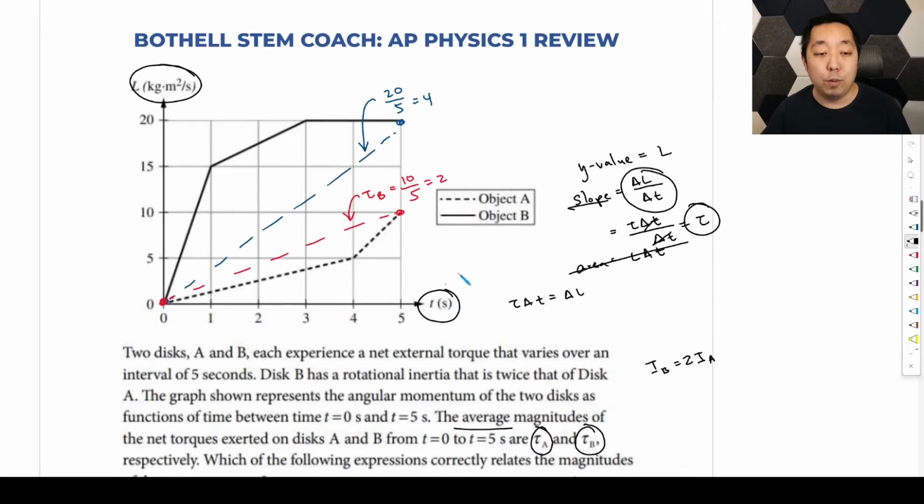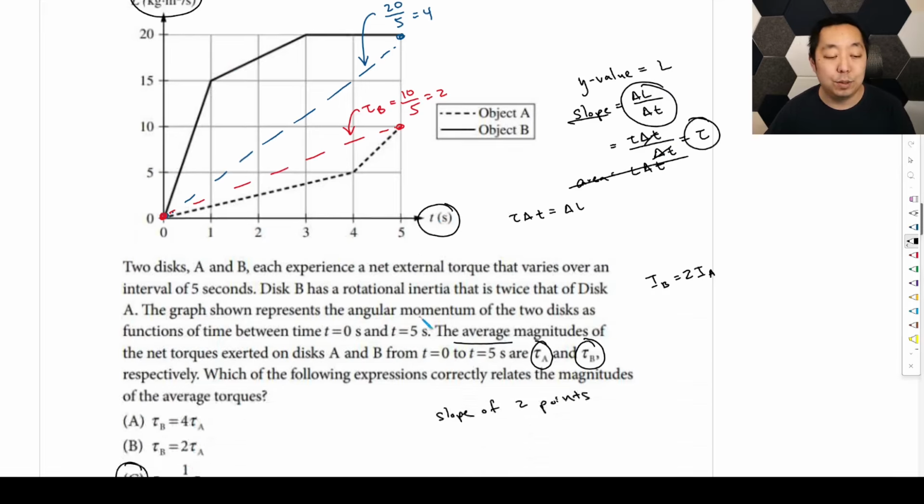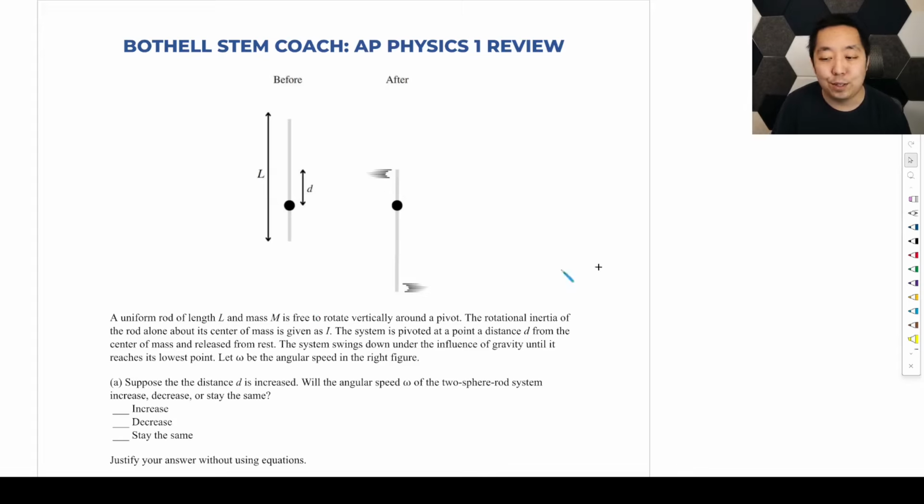So that's a really powerful way, because it's not like I've listed out for students what does an angular momentum versus time plot look like, and you memorize it. You just think about the slope being the change in the y variable over the change in the x variable. So let's take a look at this FRQ here.